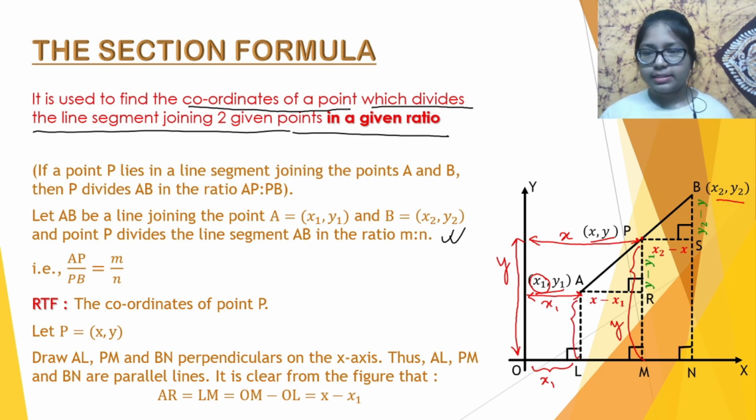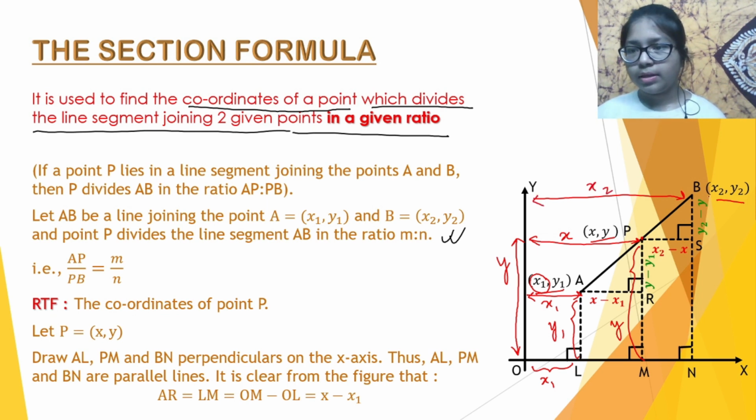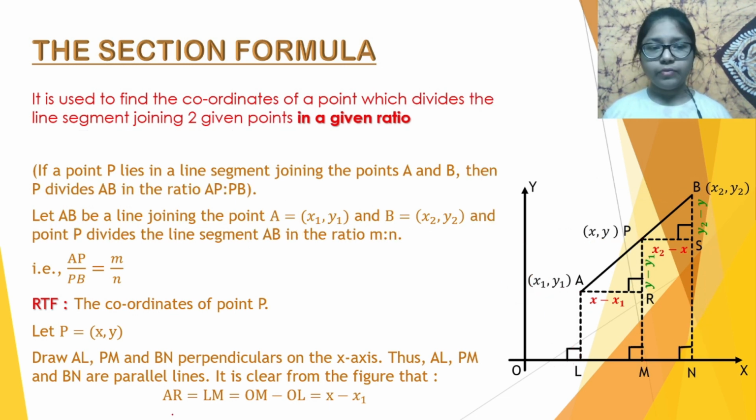This distance has to be y1, right? Coming to B, x2, this distance should be x2 and this distance should be y2, right? Perpendiculars are dropped from A, P and B on the x-axis. So what can we write?